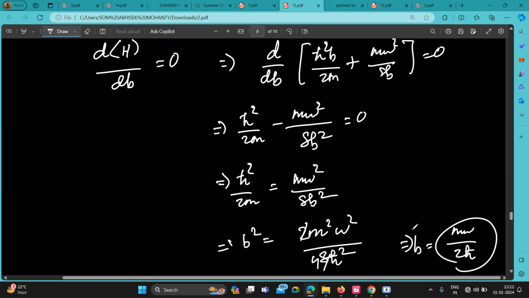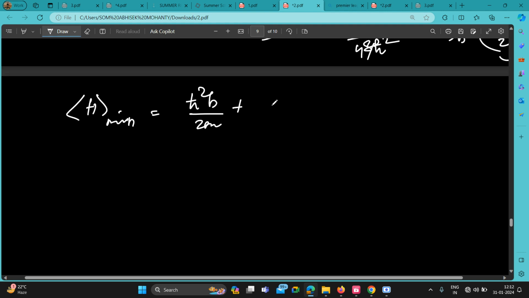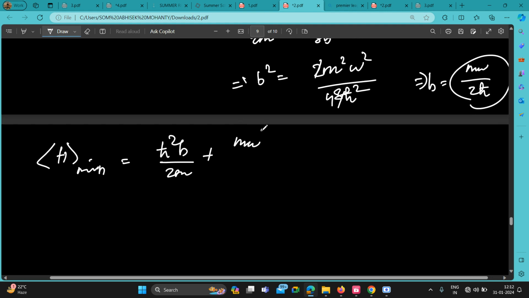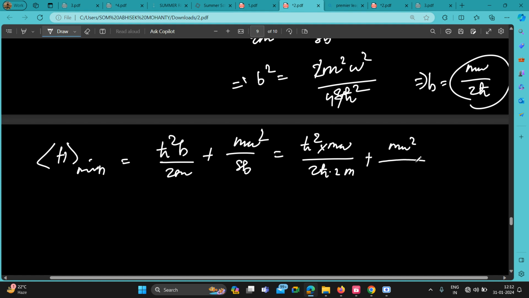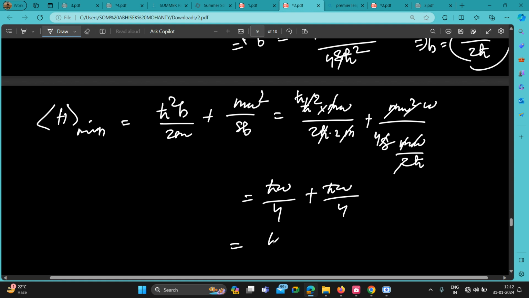Now I will put this b here. So H minimum will be ħ²b/2m plus mω²/8b, which is ħ²/2m times mω/2ħ plus mω²/8 times 2ħ/mω. m gone, ħ is ħ. So ħω/4 plus ħω/4. That is ħω/2.